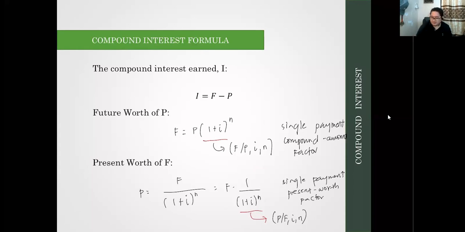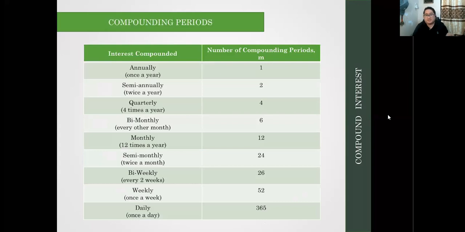So, next, this is the compounding period I mentioned earlier when we discussed compound interest. We have 1, 2, 3, 4, 5, 6, 7, 8, 9, nine possibilities. Annually means once a year, so M equals 1. Semi-annually, twice a year. Quarterly, 4 times a year. Bi-monthly means every other month, so 6 only, since we have 12 months in a year. Monthly, 12 times a year.